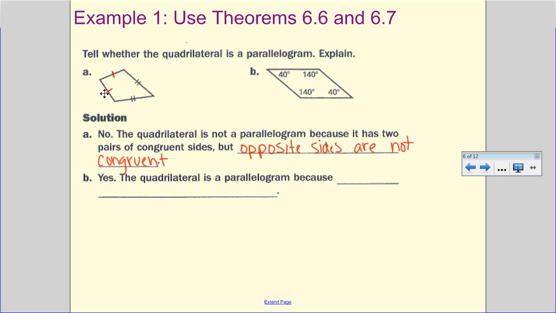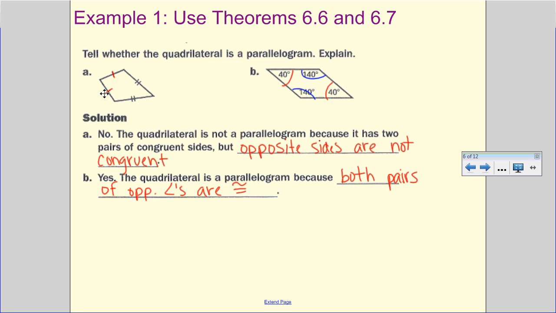All right, if we look at B, what are some things that I noticed? Well, I noticed 140 and 140, so that means congruent angles, and they are across from each other. If I look at my second pair of angles, I've got 40 and 40, so yes, I have both pairs of opposite angles being congruent. So yes, the quadrilateral is a parallelogram because both pairs of opposite angles are congruent. Now notice, ladies and gentlemen, I start abbreviating, and this is about where your abbreviations can end.